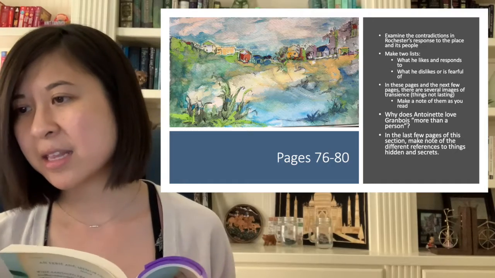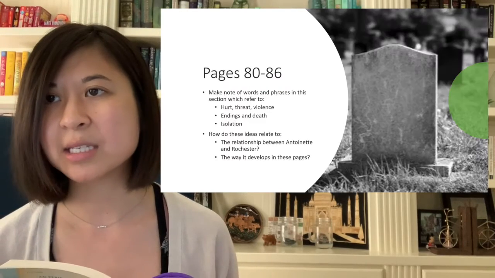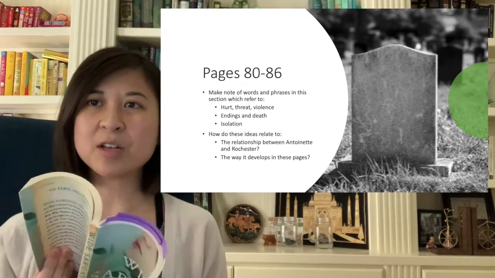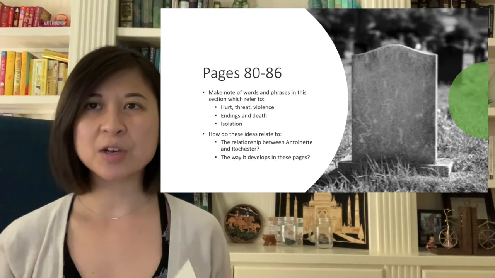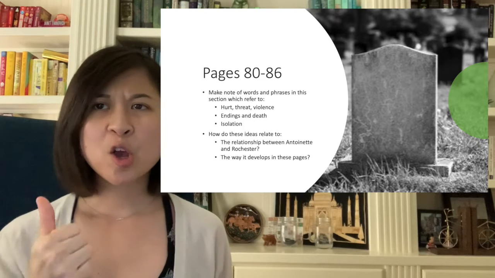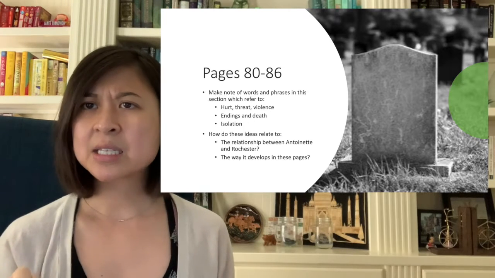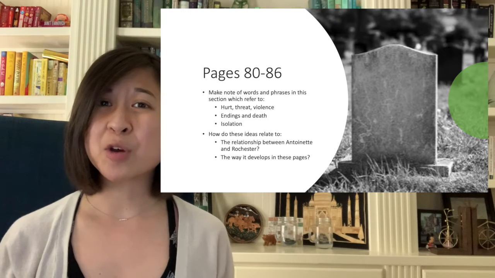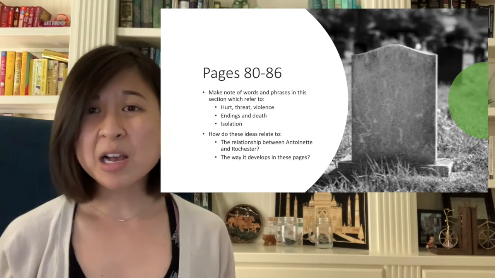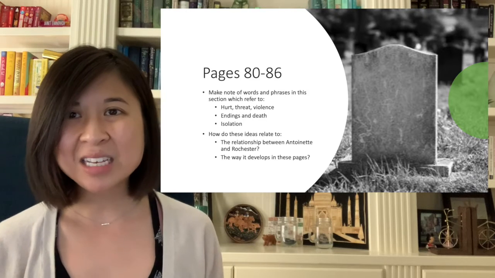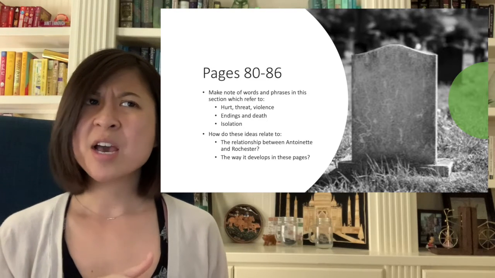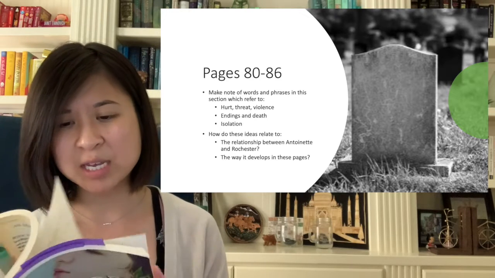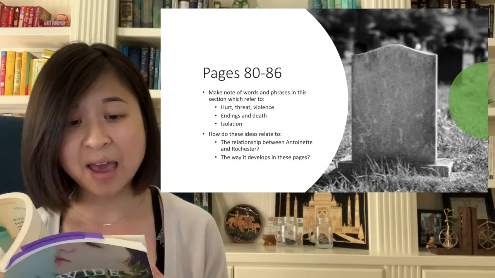And finally, the last slide, sorry, the last 6 pages, I would just in general be mindful of all the phrases in the section that reveal or refer to hurt, threat, violence, endings, death, isolation. There's a lot, especially Antoinette's talking points, her dialogue, her conversation, what she thinks, and then also how he thinks about her. There's a lot of really, really dark components where he says, you know, die, then sleep.